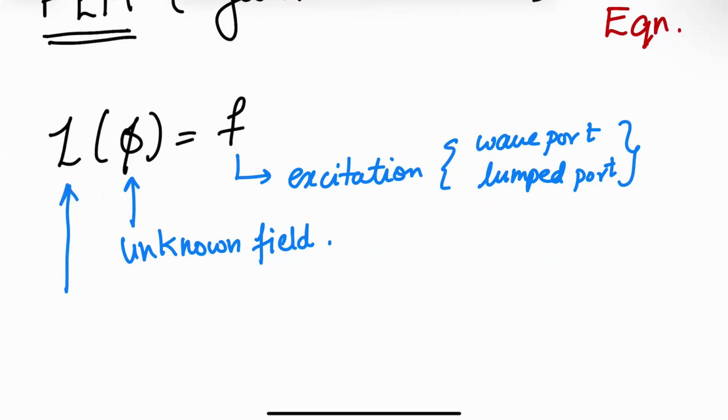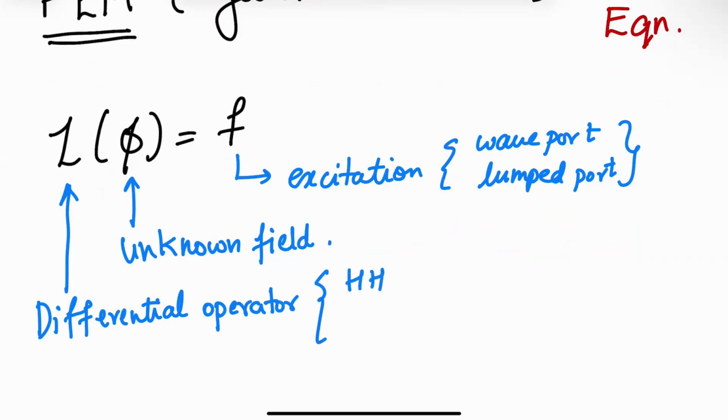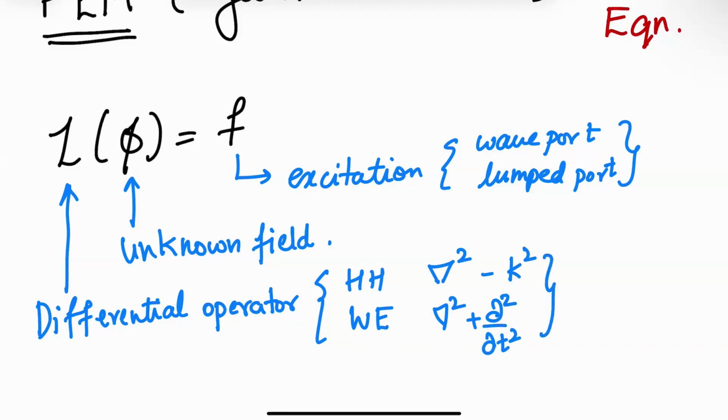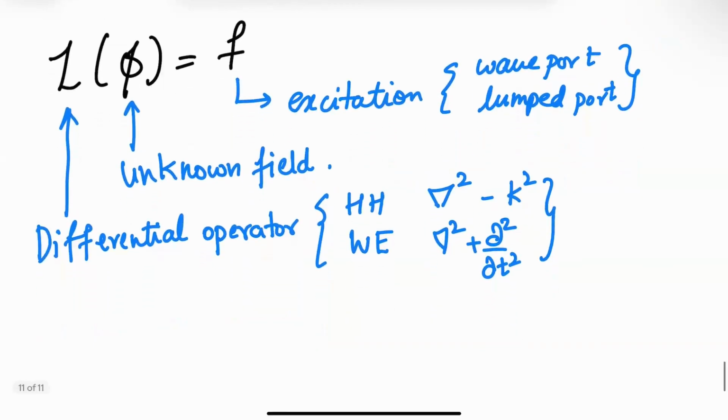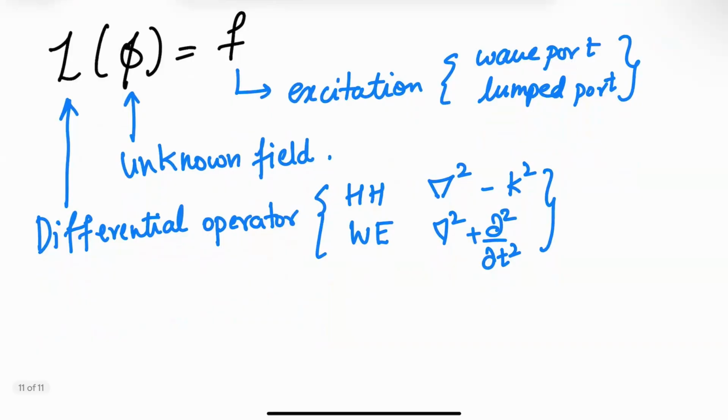And this is your differential operator. We'll see an example of this at the end, what HFSS uses, but this is just a general differential operator. We're treating the general case, so this could be the Helmholtz equation, then it would be the Helmholtz operator, del squared minus k squared. Then it could be the wave equation, in which case it would be del squared plus d squared over dt squared. It's an operator, so it operates on a function, in this case phi.